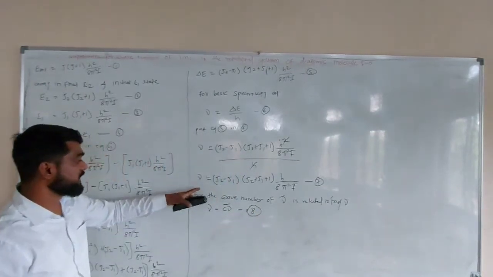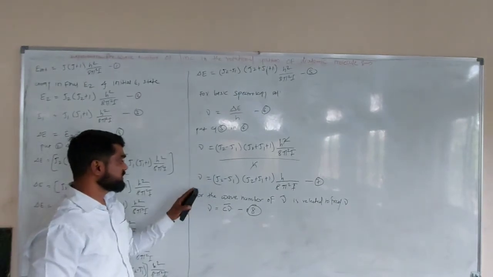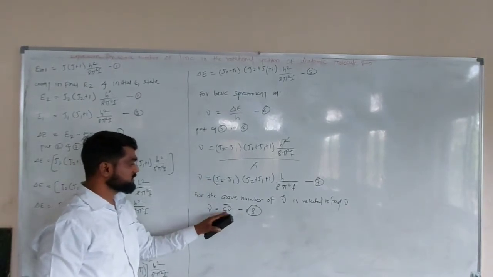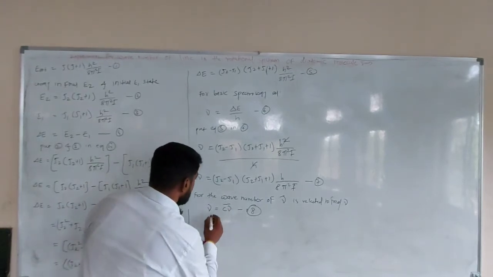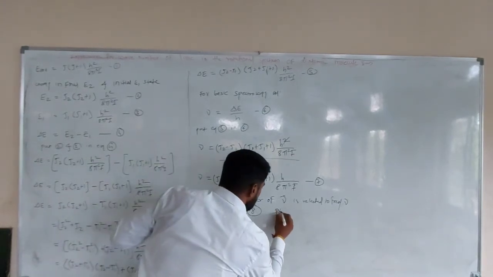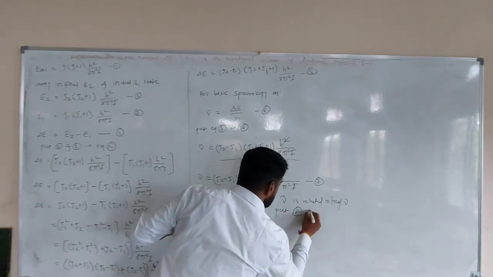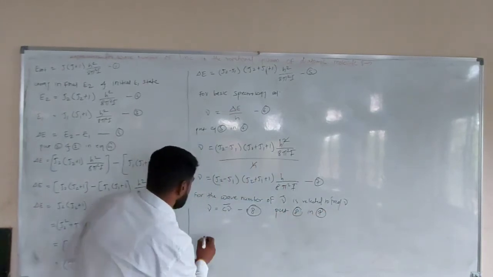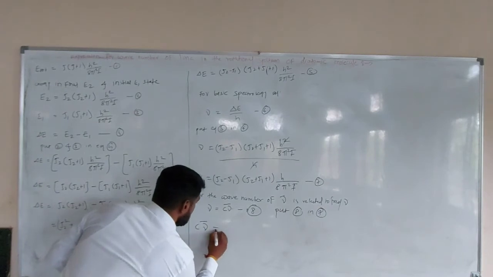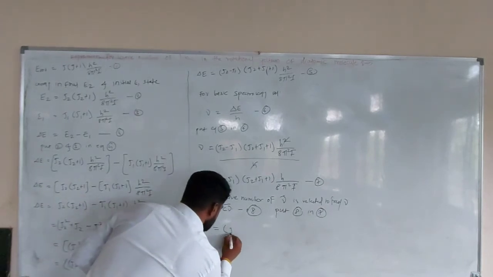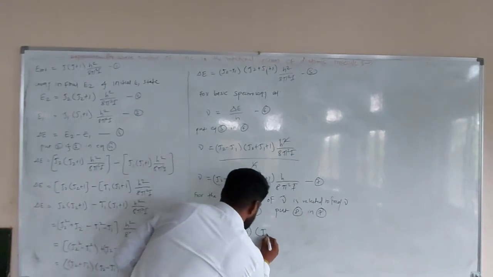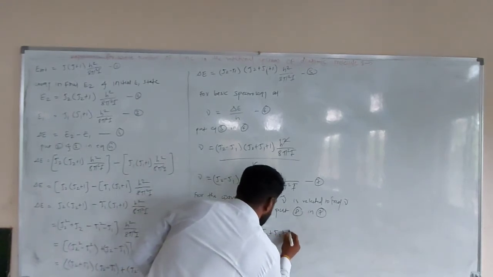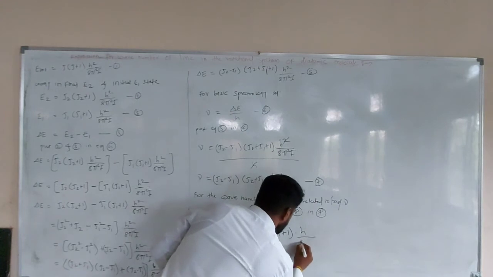Then put the value of equation number 8 in 7. That is, in place of nu we can put c nu bar, that is the wave number sign. Then put 8 in 7. That is c nu bar is equal to j2 minus j1, j2 plus j1 plus 1 into h upon 8 pi square I.